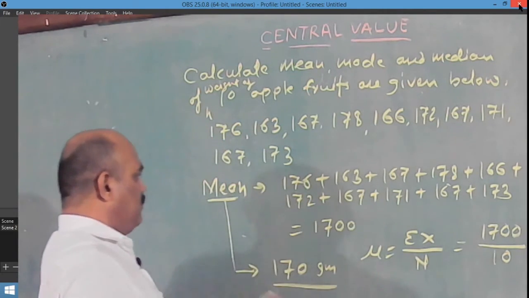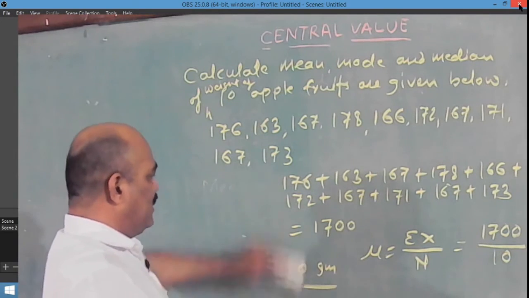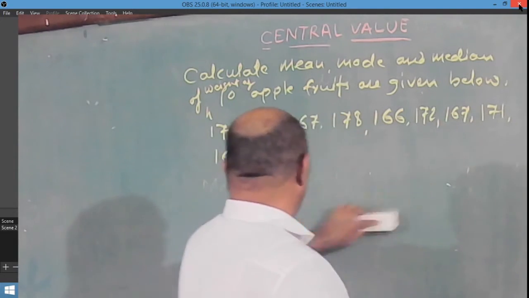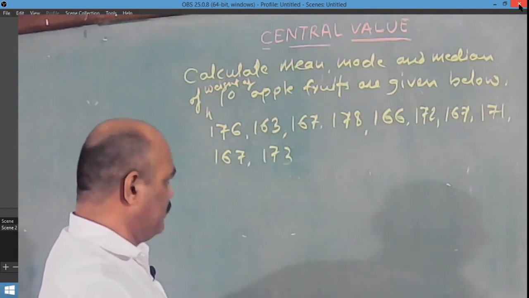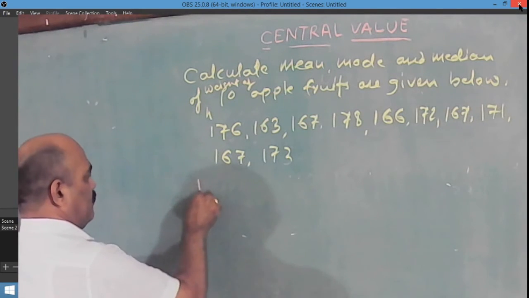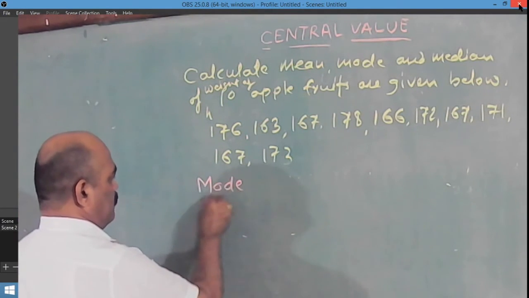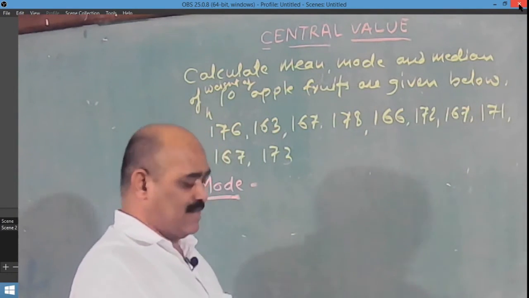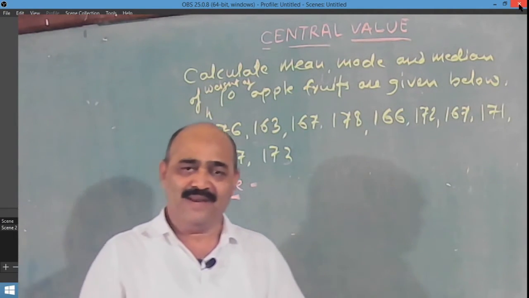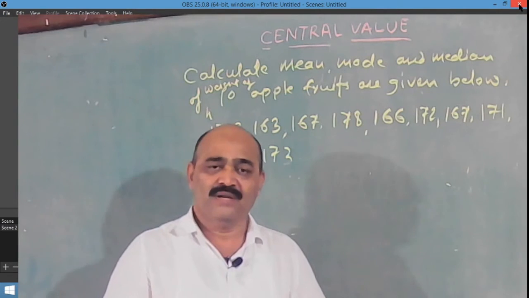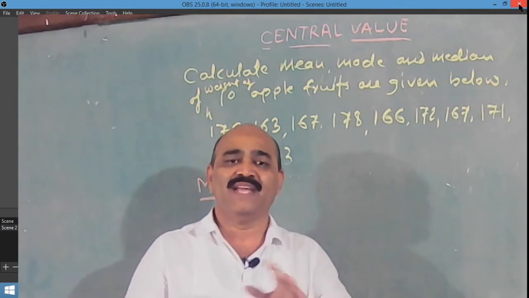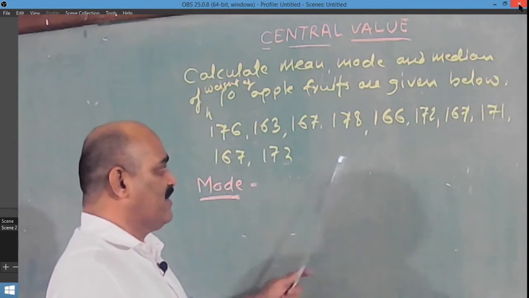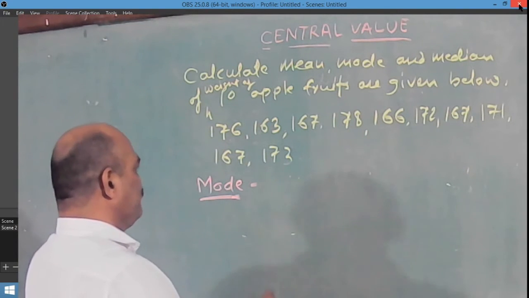Now we are going to calculate the mode of our data. For calculation of mode and median, we need to rearrange our data into ascending or descending order. So students, first we are going to arrange our data into ascending order.